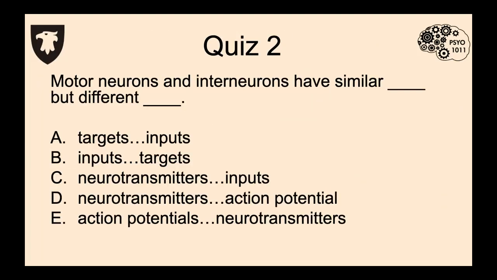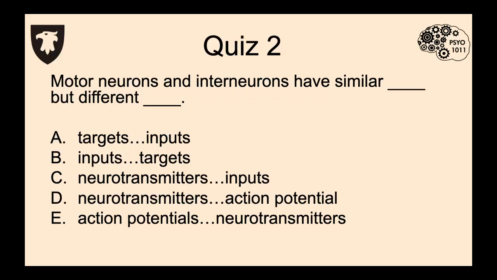So let's go to Quiz 2. Like I said, Quiz 2, for the most part, very well succeeded. This is the question that I'll go over, because most of the questions had a very high success rate. This one did as well, but it was less than most of the others. So we'll review this one. Motor neurons and interneurons have similar blank, but different blank.